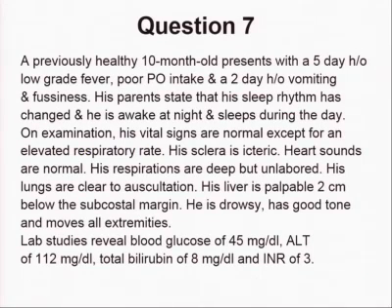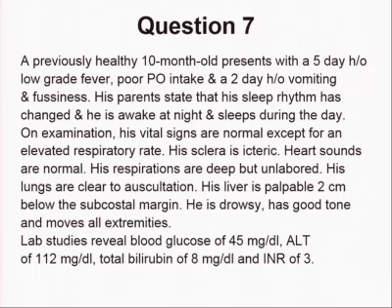Question 7. Previously healthy 10-month-old presents with a 5-day history of low-grade fever, poor oral intake, and a 2-day history of vomiting and fussiness. His parents state that his sleep rhythm has changed and he's awake at night and sleeps during the day. On examination, his vital signs are normal except for an elevated respiratory rate. His sclera is icteric. Heart sounds are normal.